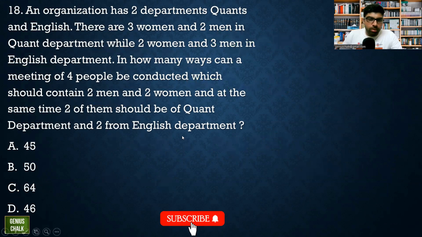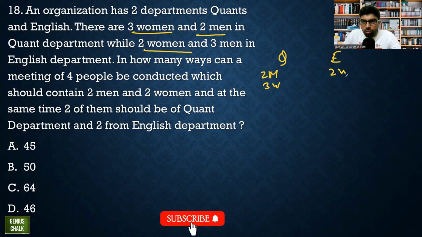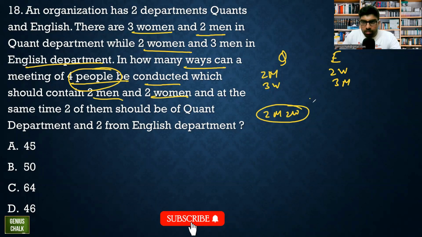An organization has 2 departments, Quant and English. There are 3 women and 2 men in Quant, while there are 2 women and 3 men in the English department. In how many ways can a meeting of 4 people be conducted which contain 2 men and 2 women? So 2 men, 2 women, and at the same time 2 of them should be from Quant and 2 of them should be from English.